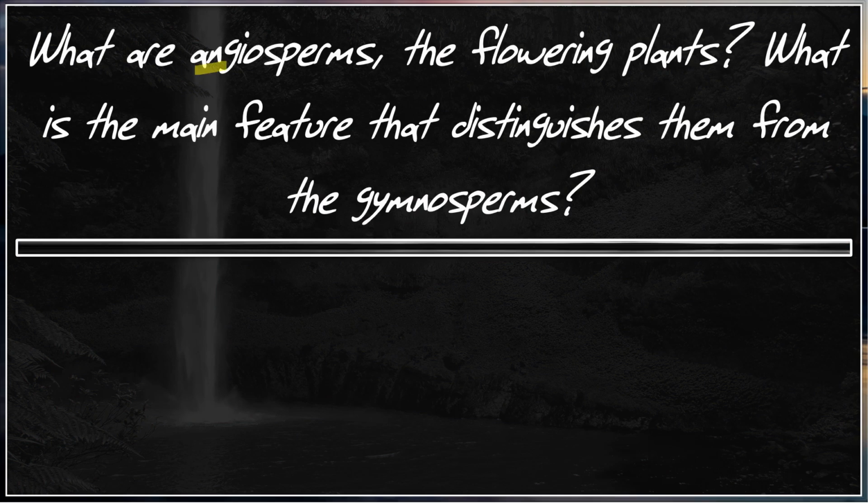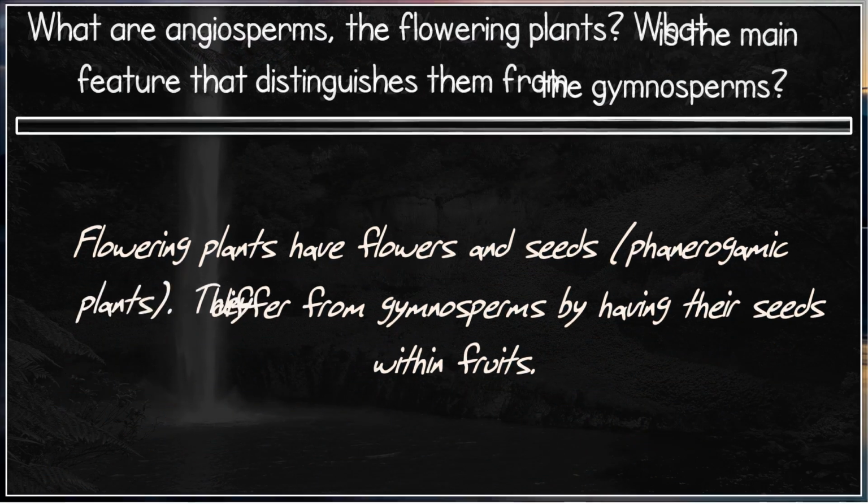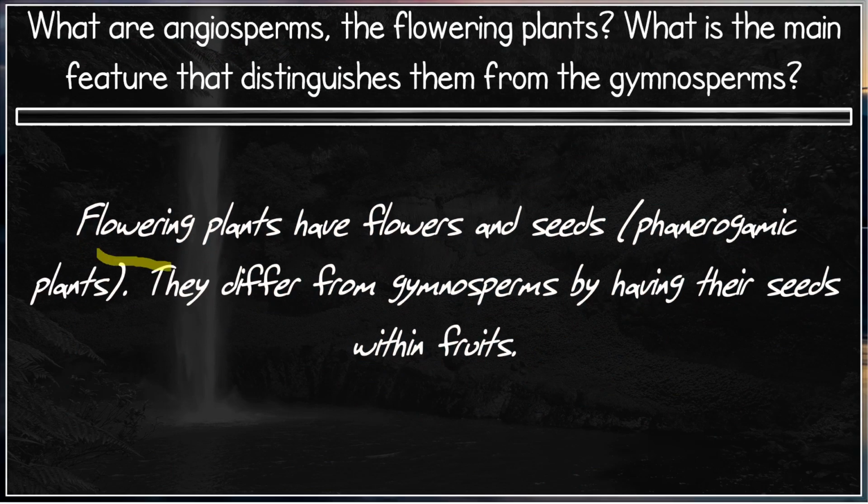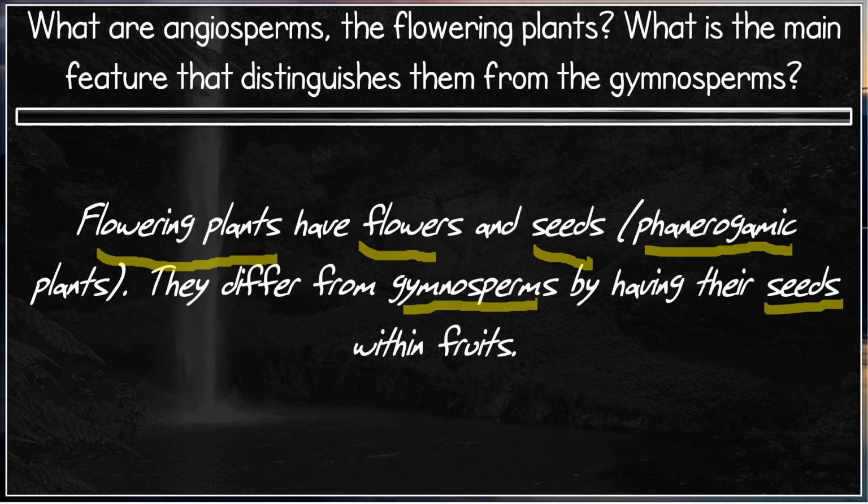What are angiosperms? The flowering plants. What is the main feature that distinguishes them from gymnosperms? Flowering plants have flowers and seeds, phanerogamic. They differ from gymnosperms by having seeds within fruits.